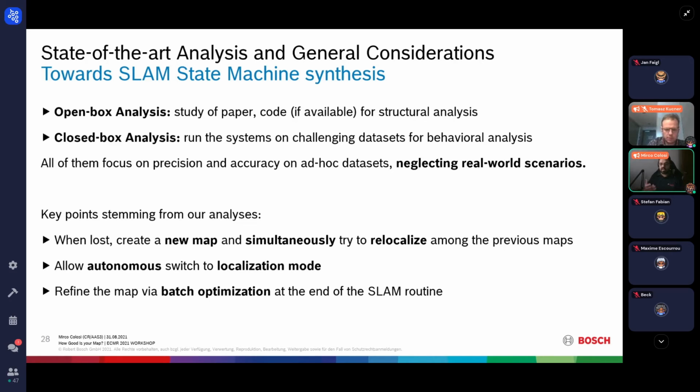Whenever the robot gets lost, it should store the map and simultaneously map the new part and try to relocalize among previous maps. There should be a way of autonomously switching to localization mode to save resources. And at the end of the SLAM run, it could be useful to refine the map via a batch optimization.